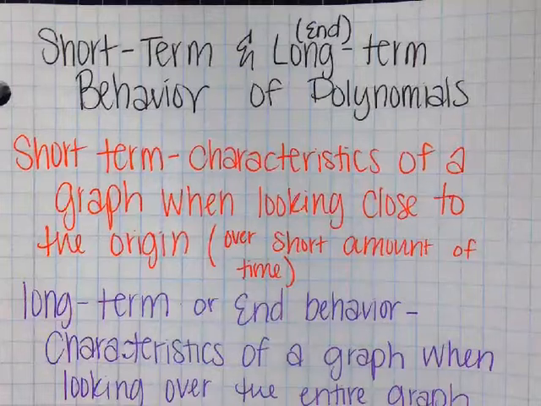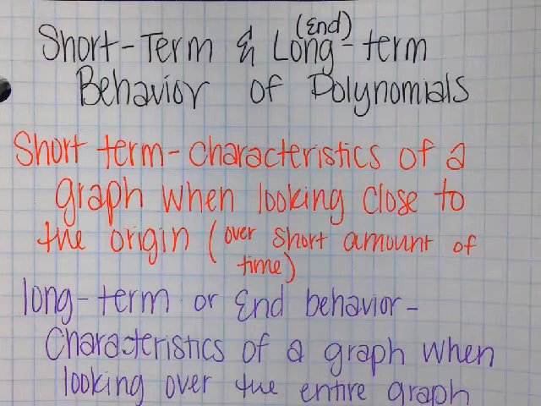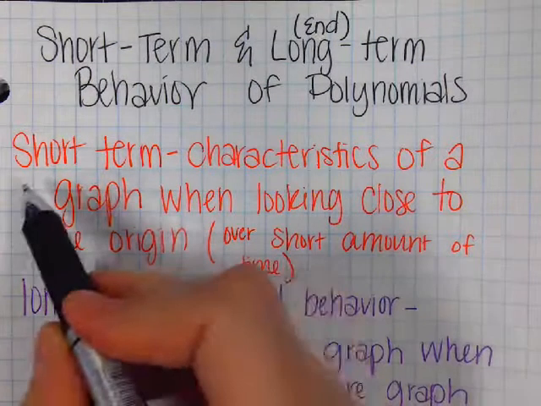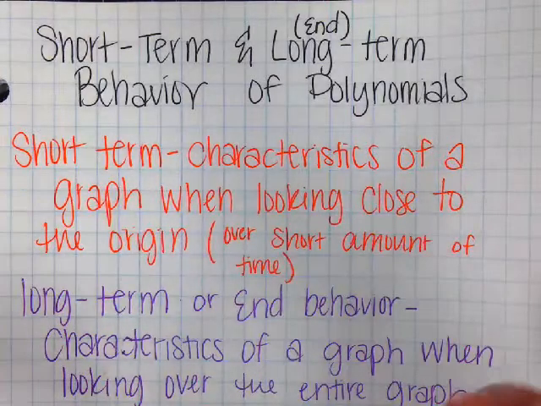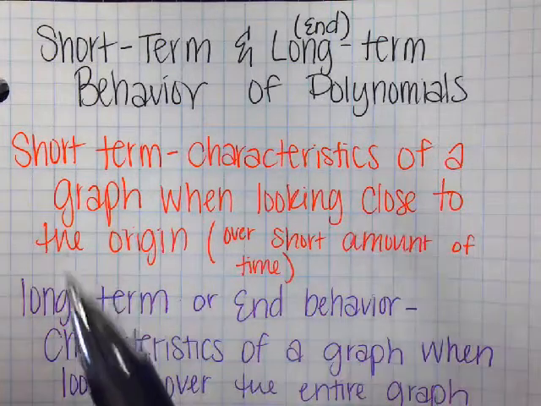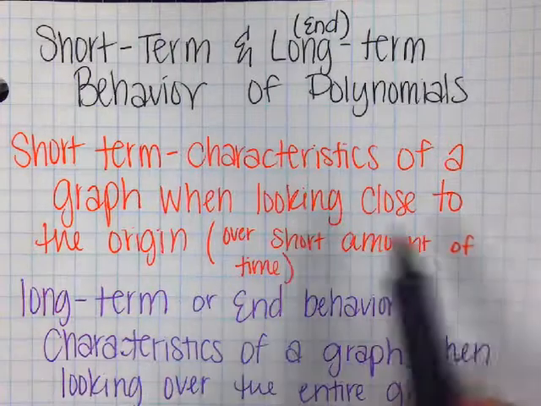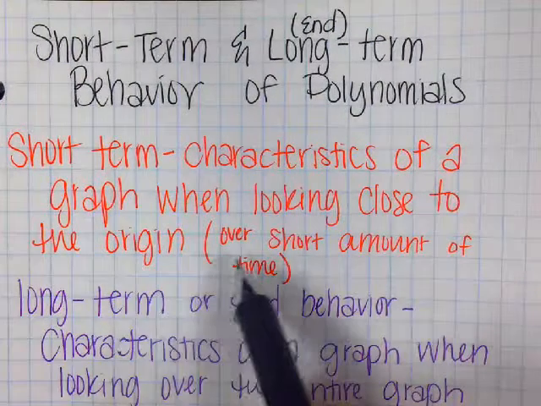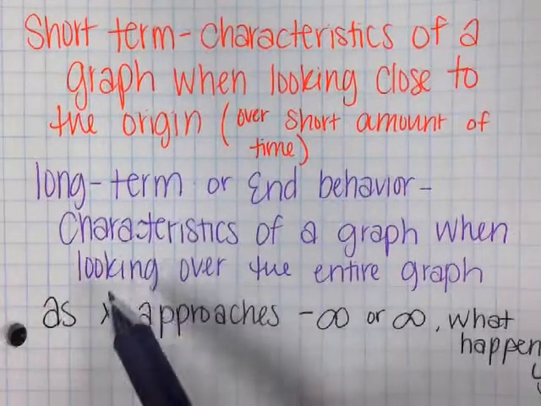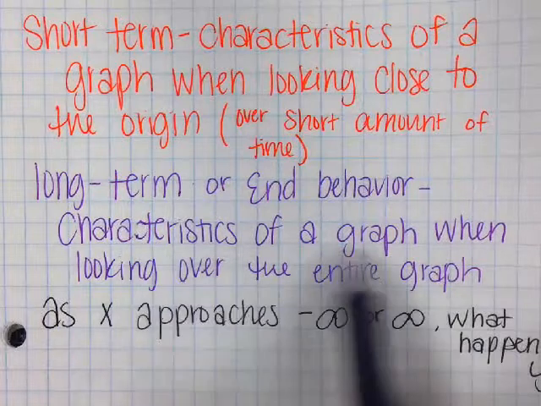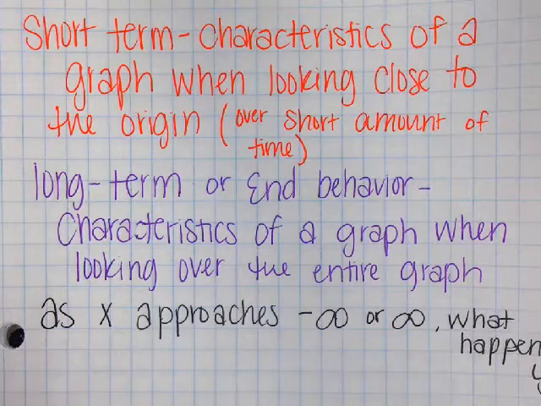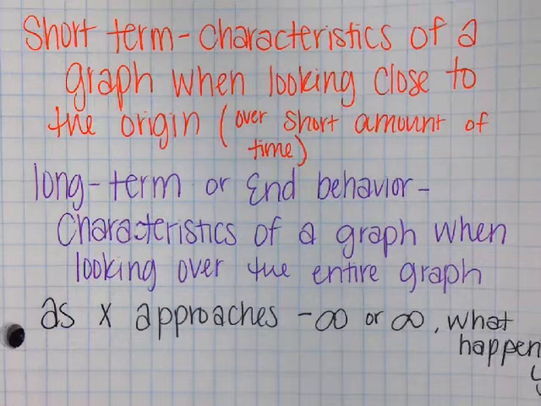So, short-term and long-term behavior of polynomials. Short-term is what it seems like. It's just over a short part of the graph, or like in a short period of time when you look close to the origin. Long-term behavior is when you're looking at the entire graph. What are the ends of the graphs doing?